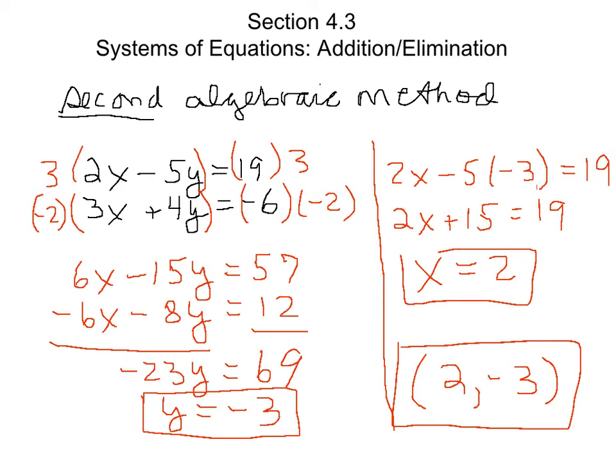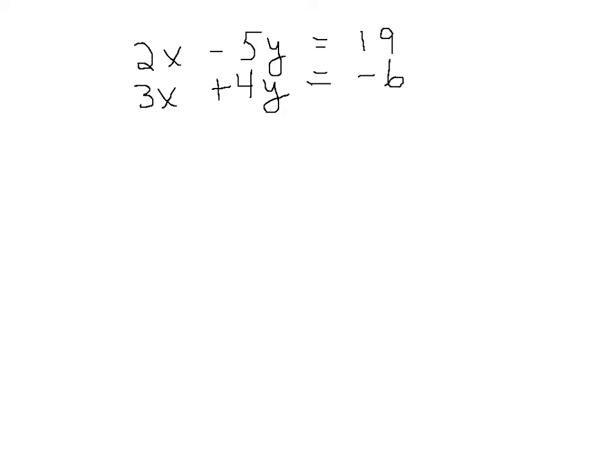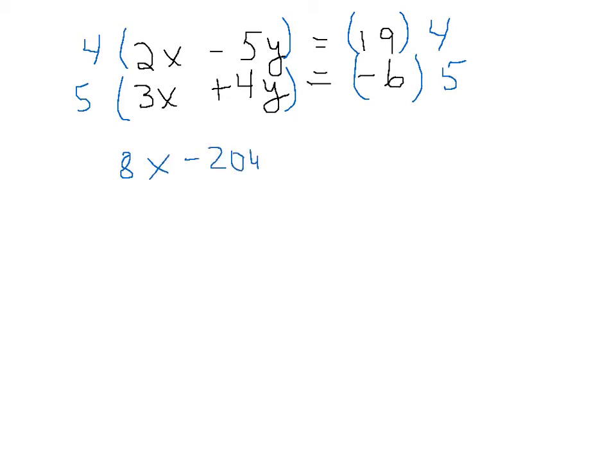Okay, so I'm going to do the same thing, but this time I'll get rid of the y's, and you'll see that you get the same answer. Okay, so here we go. We're going to start with the same system of equations, but now I want to get rid of the y's. And so what I want to do is get the same but opposite coefficient on the y's. So if I multiply the top by 4 and the bottom by, can you guess? 5, watch what happens. I get 8x minus 20y is equal to 4 times 19, which is what, 76?